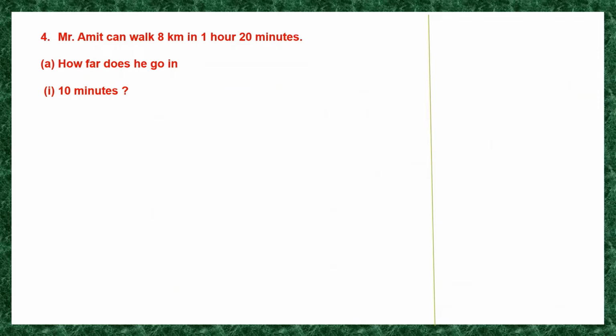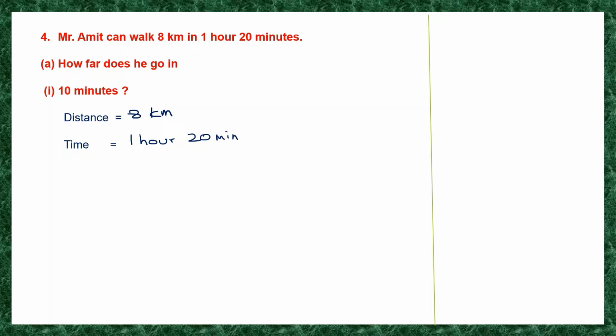Next question. Mr. Amit can walk 8 kilometers in 1 hour 20 minutes. Now they want to know how far he can go in 10 minutes. So first let's find the speed for the first part of the question. The distance is 8 kilometers. Then the time is 1 hour 20 minutes. So the speed will be in kilometers per hour. Distance is kilometer, time is hour.